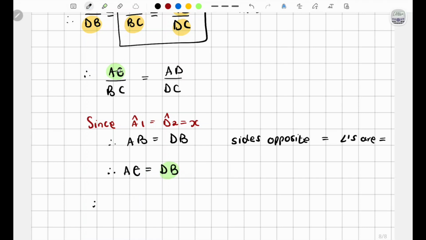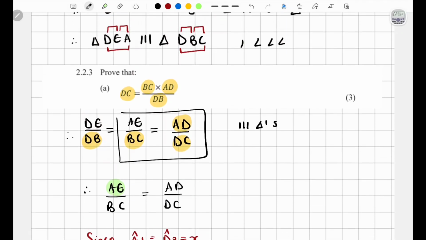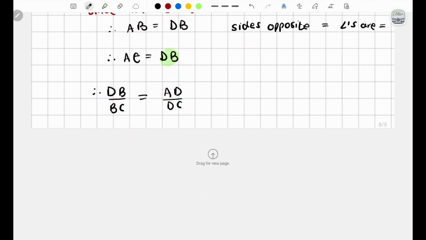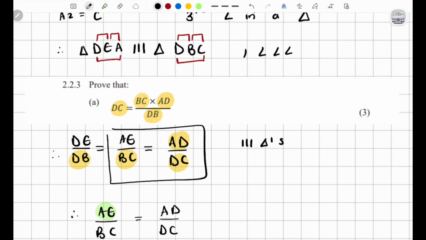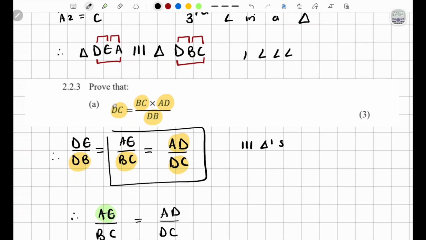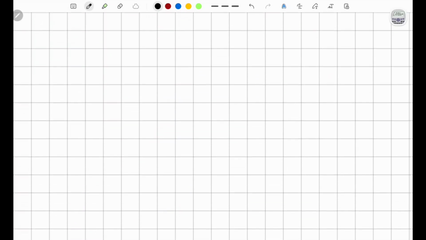So this therefore means that we have AE, so I put DB instead, over BC is equal to AD over DC. Now to get it to look like this, it's just some multiplying we need to do. So let's cross multiply first. We're saying BC times AD, and then DB multiplied by DC, multiplying across. Then you see that here, DC is the subject of the formula. So we just have to get DC on its own, and then everything will work out.